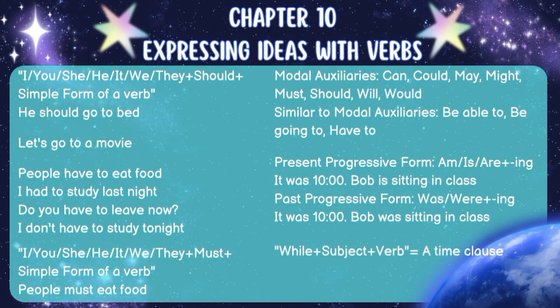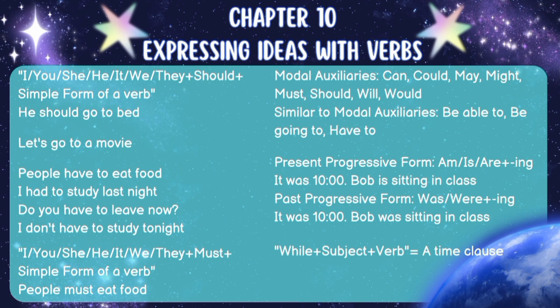Chapter 10. Expressing ideas with verbs. Should means this is a good idea. This is good advice. Should is followed by the simple form of a verb. For example, he should go to bed. And the negative example is, you should not leave your grammar book at home. Using let's. Let's is a suggestion for you and me. For example, let's go to a movie.